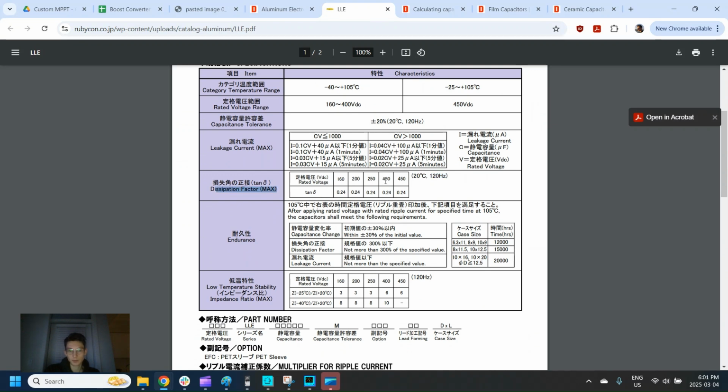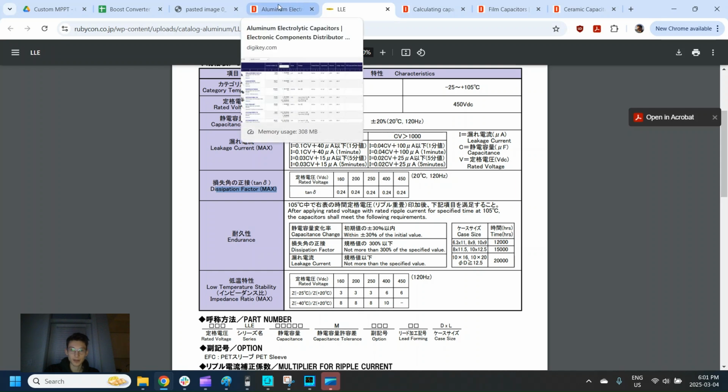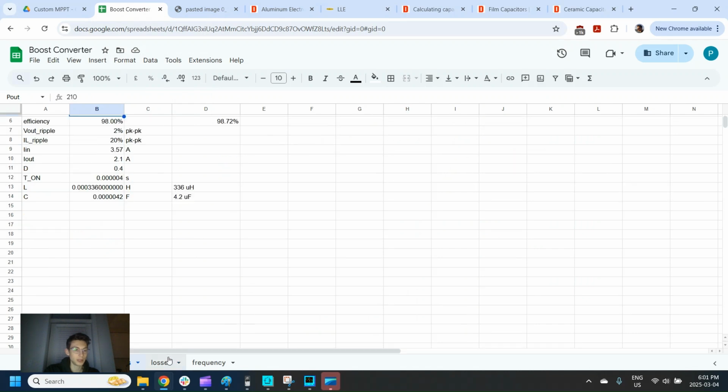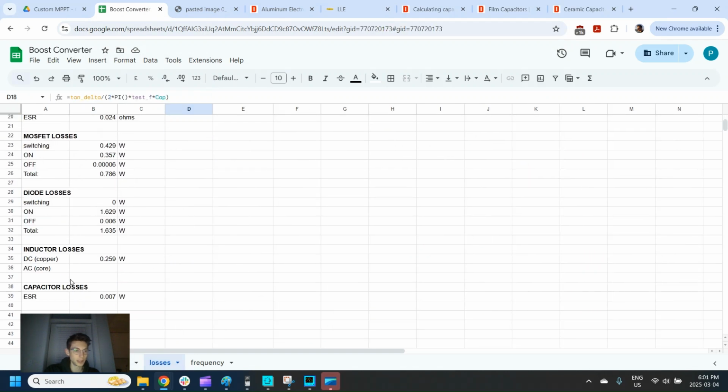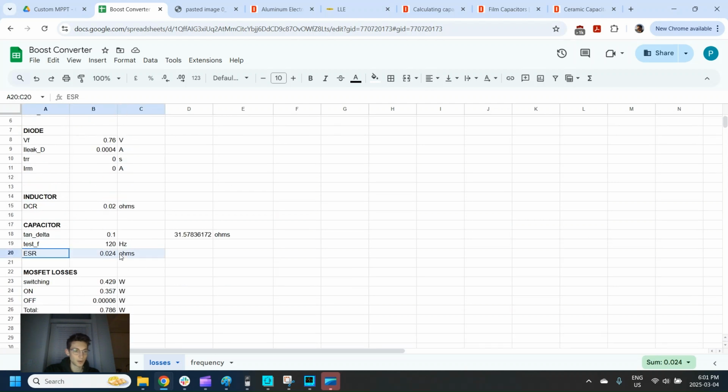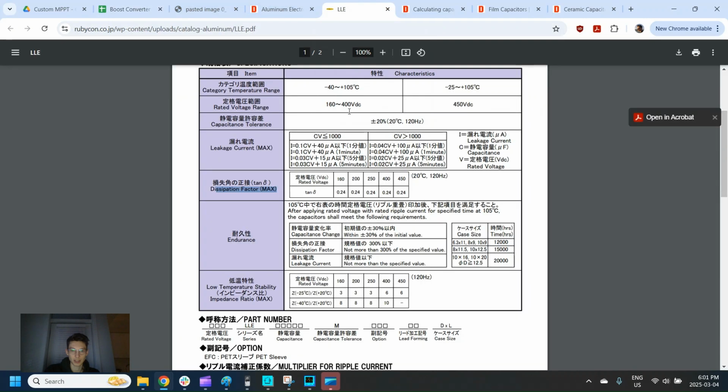While we're trying to find the equivalent series resistance, and if we look here, that's what we need in order to calculate our capacitor losses. So the value I have in here is 0.024 ohms. However, this doesn't give us an equivalent series resistance. The value that it gives us is a dissipation factor, or a tan delta.